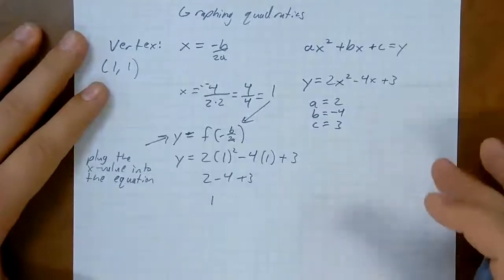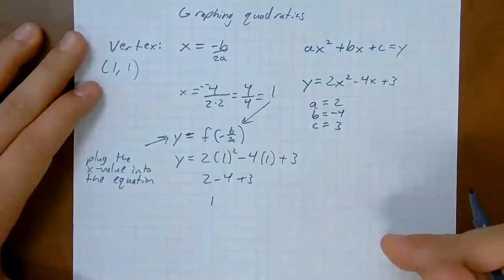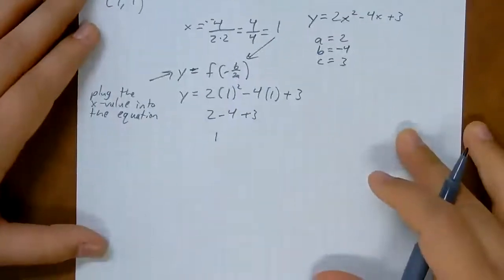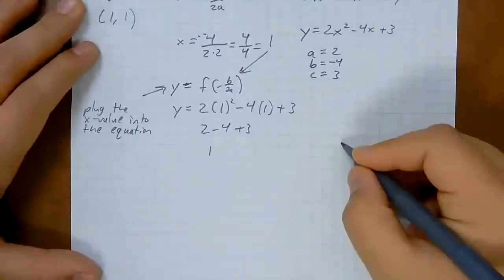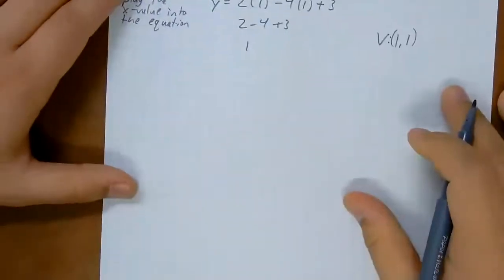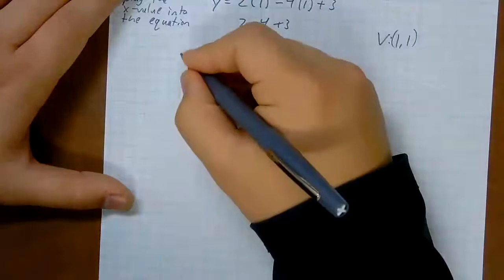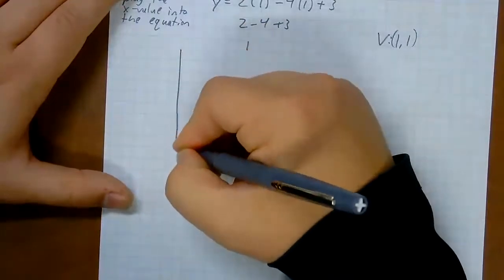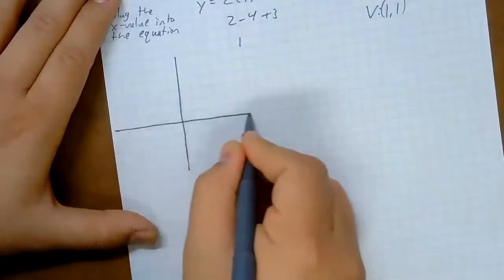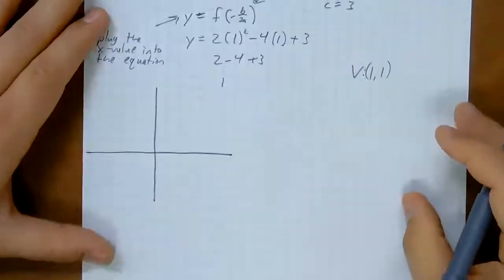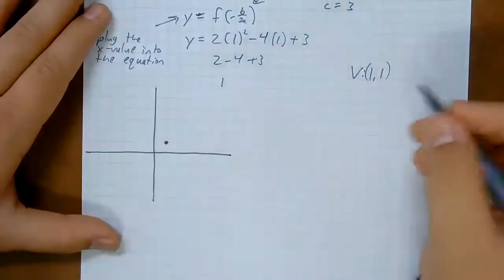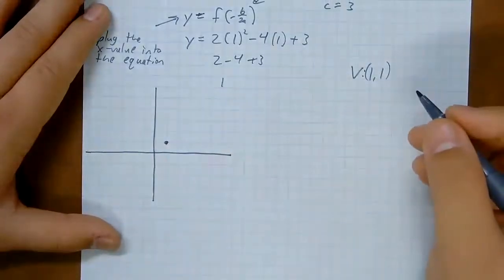Once we have that, we can plot our points, plot our vertex, and go from there. Okay, so let's go ahead and do that. We have our vertex of 1, 1. Let's set up our graph. Okay, so we have a vertex of 1, 1.